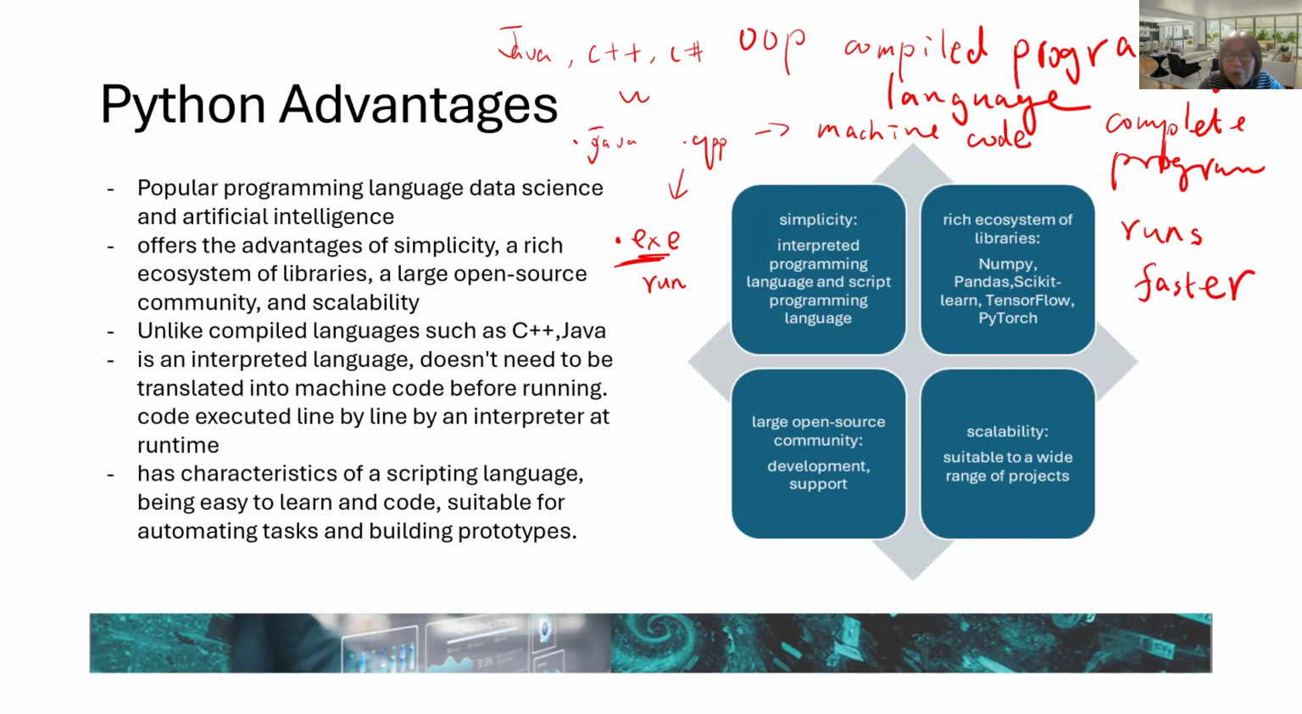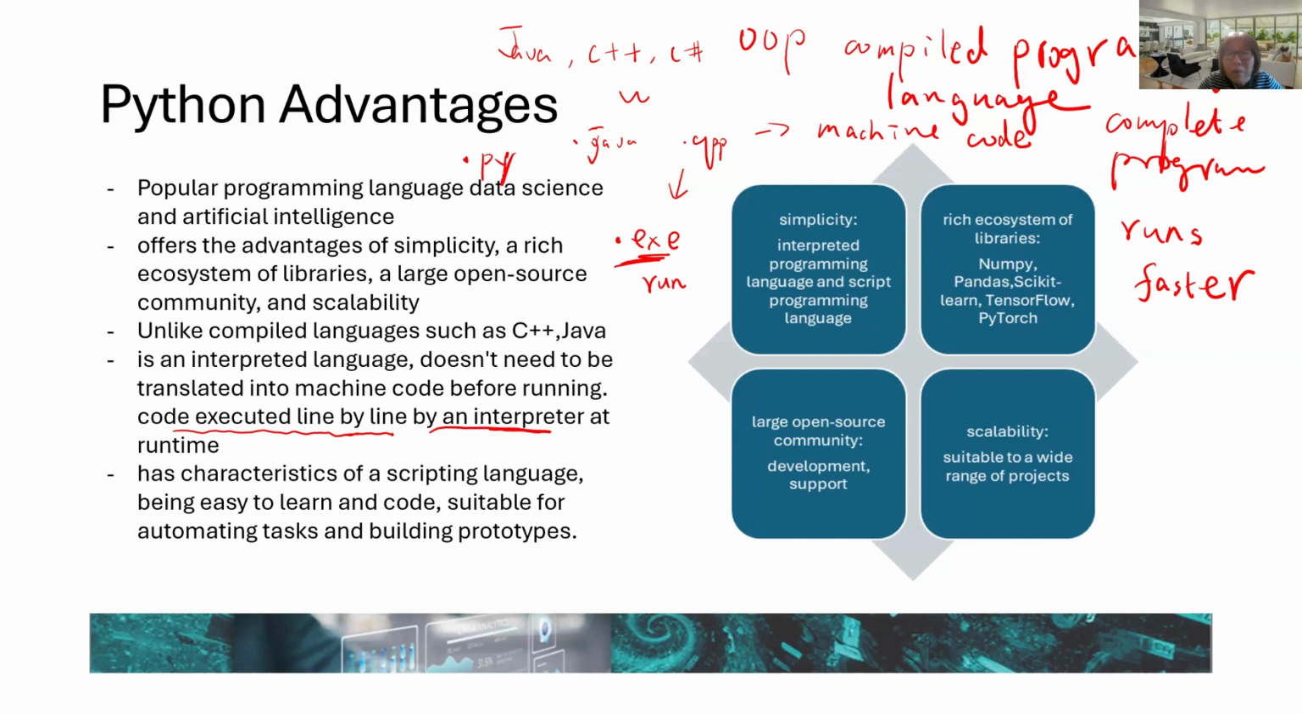So an interpreted language doesn't need the compiling process. From the source code, like the .py, Python's extension is .py, it doesn't need a compiler to compile it to machine code to be run. So what happens with a Python program is explained over here. The Python code is going to be executed line by line by an interpreter at runtime. So when you run a Python program, it needs a Python interpreter to run it. Otherwise, it cannot be run.